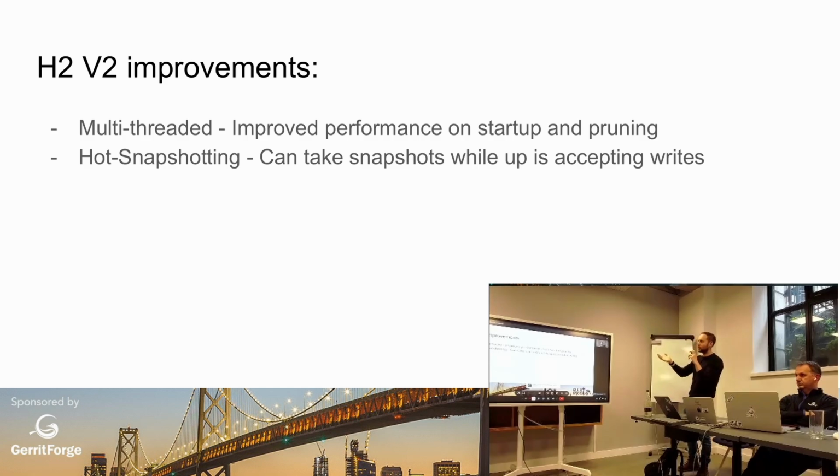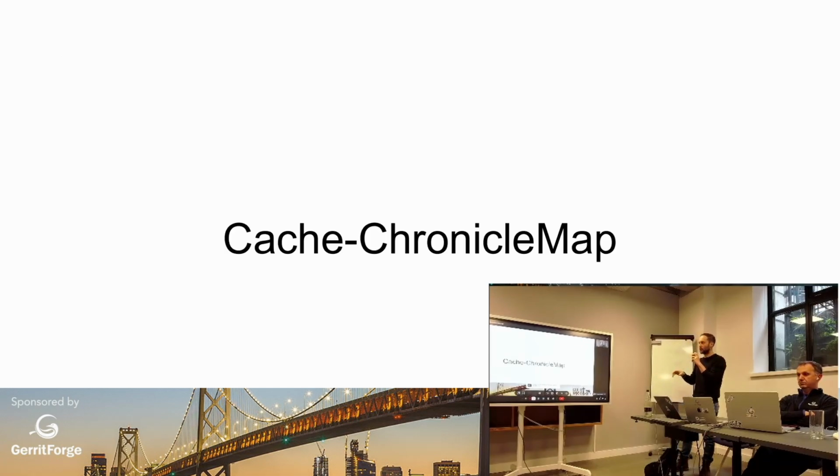But anyway, some of the improvements it has brought: mainly it's multi-threaded, so it can improve performance at startup when the caches are really big and it needs to read those. And also, you can do hot snapshotting, so this means that you can take snapshots while the caches are still accepting writes. So there's a lot of content today on ChronicleMap, so I'm going to leave you with this. And Tony, yes, take it from here.